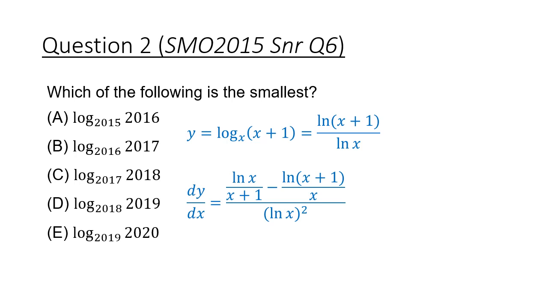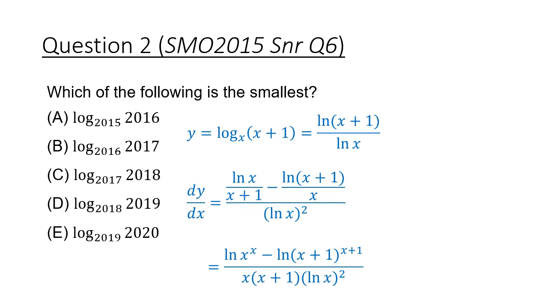Looks quite messy, but we can simplify this. In the denominator, we have ln x squared, and we know that this is always positive. We'll have x times x plus 1, and this will be positive for x greater than 0. And in our case here, our x is at least 2015. So the denominator is something that's always positive. So let's look at the numerator.